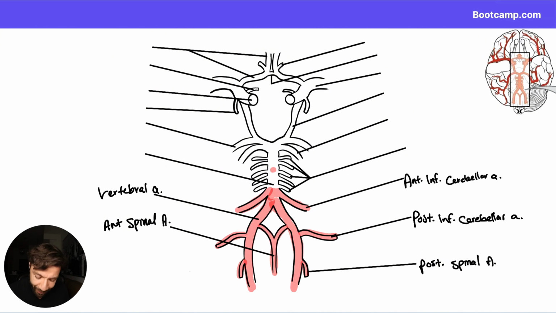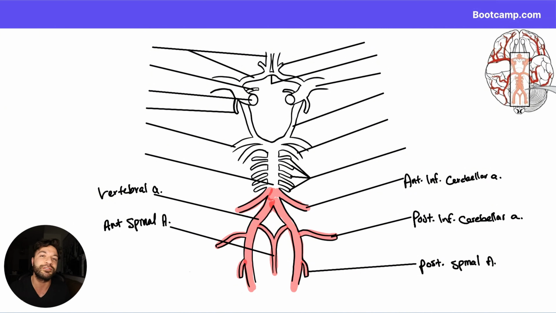So just to recap, we're going to have those vertebral arteries coming up. We're going to have the posterior spinal and the anterior spinal coming off directly, as well as that posterior inferior, which is going to be superior to the posterior spinal. And then up here at the beginning of this artery right here, which is our basilar artery, this is where we're going to have the anterior inferior cerebellar artery.